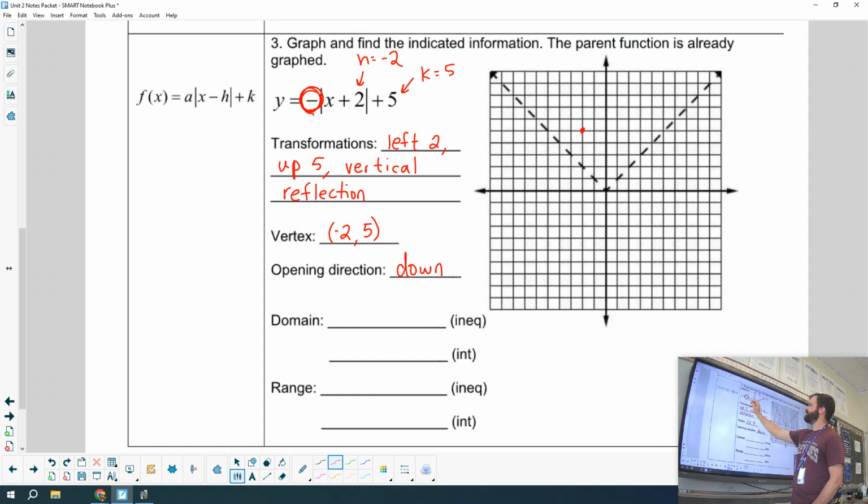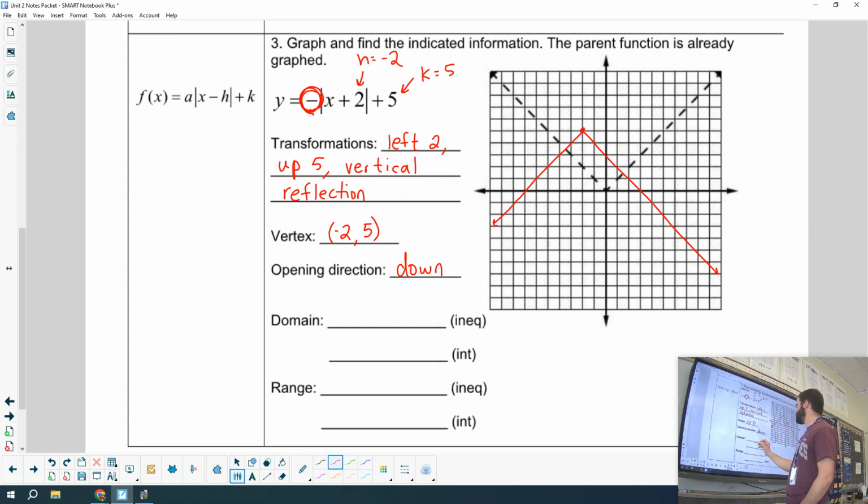because we have a vertical reflection. So instead of my graph opening up, it's going to open down like that instead. Okay? So this does not change the domain at all, but it does change the range.